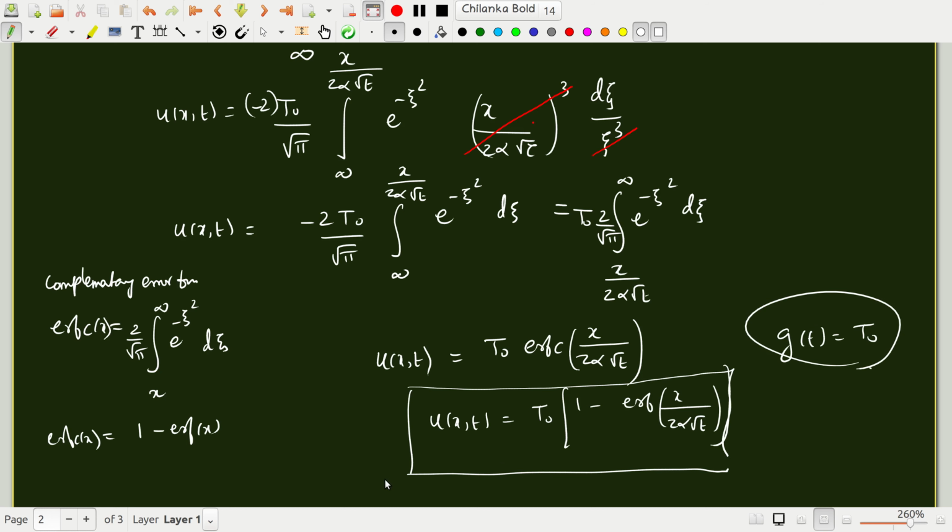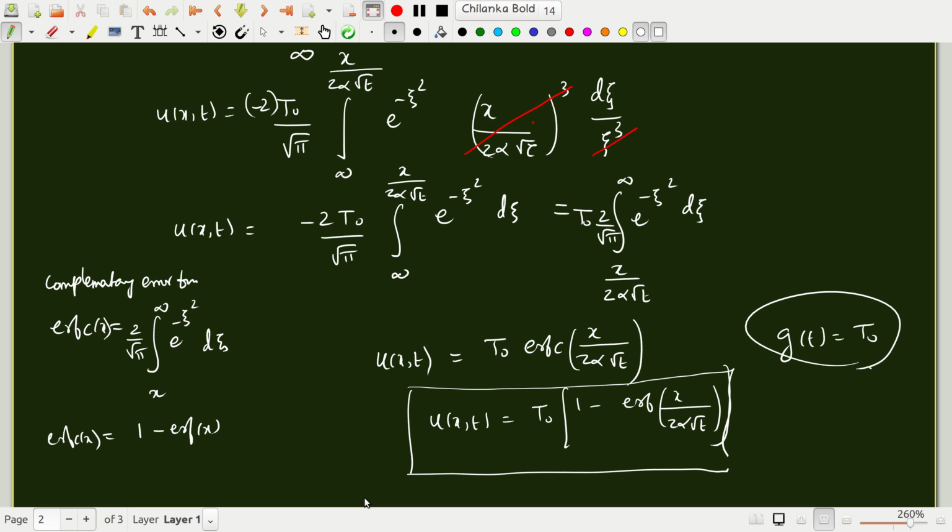So this is an example of how even though we could not use the Fourier transform in the spatial domain, we used the Laplace transform in the time domain to convert the partial differential equation to an ODE, solved the ODE in space, and then inverted the Laplace transform to get back the original solution in terms of space and time.